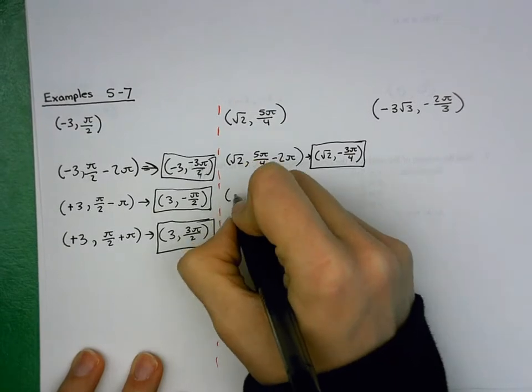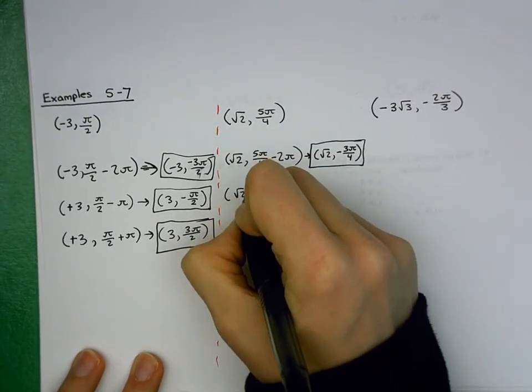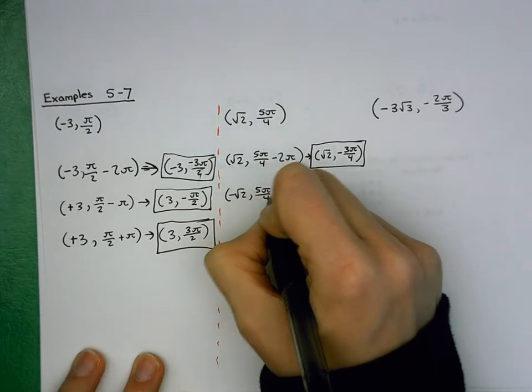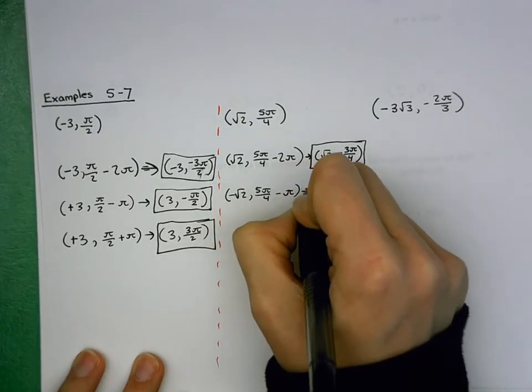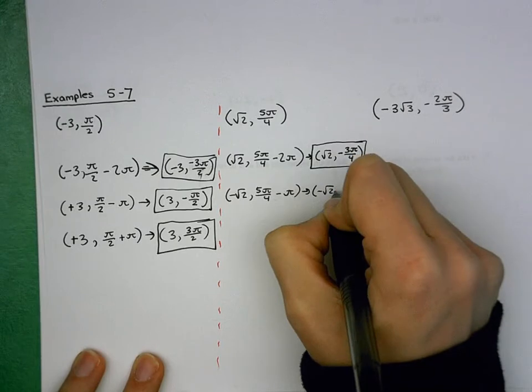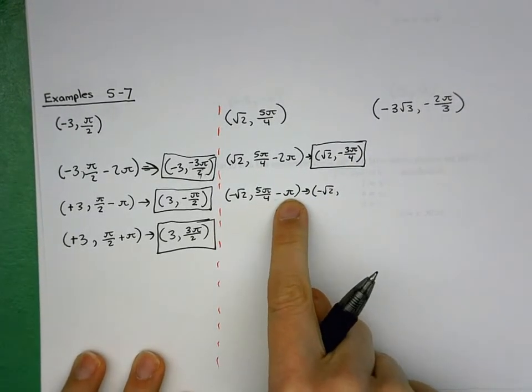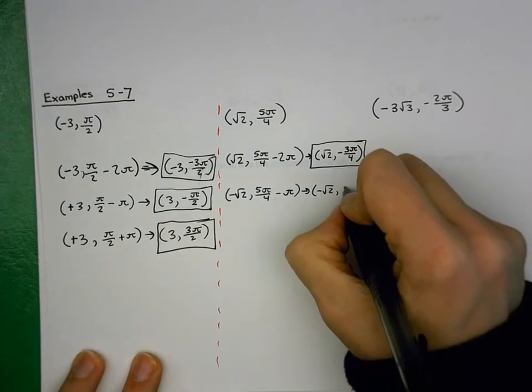Okay, next up we take our r, multiply it by a negative, take our theta, and we subtract pi. So my r is negative root 2. 5 pi over 4 minus 4 pi over 4 is pi over 4.